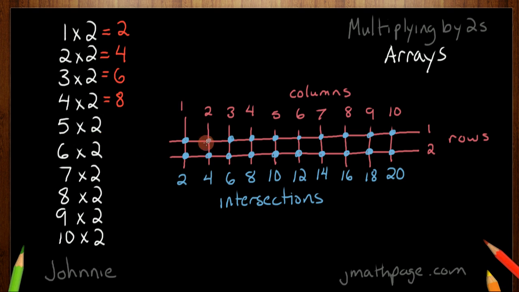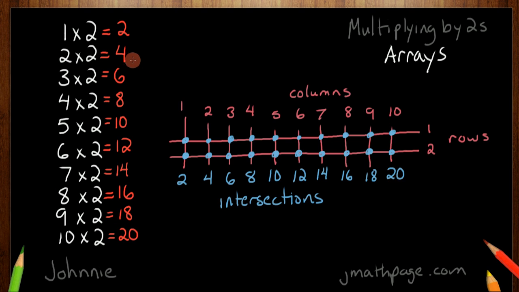5 columns, 2 rows gives us 10. 6 columns, 2 rows gives us 12. 7 columns, 2 rows gives us 14. 8 columns, 2 rows gives us 16. 9 columns, 2 rows gives us 18. 10 columns, 2 rows gives us 20.